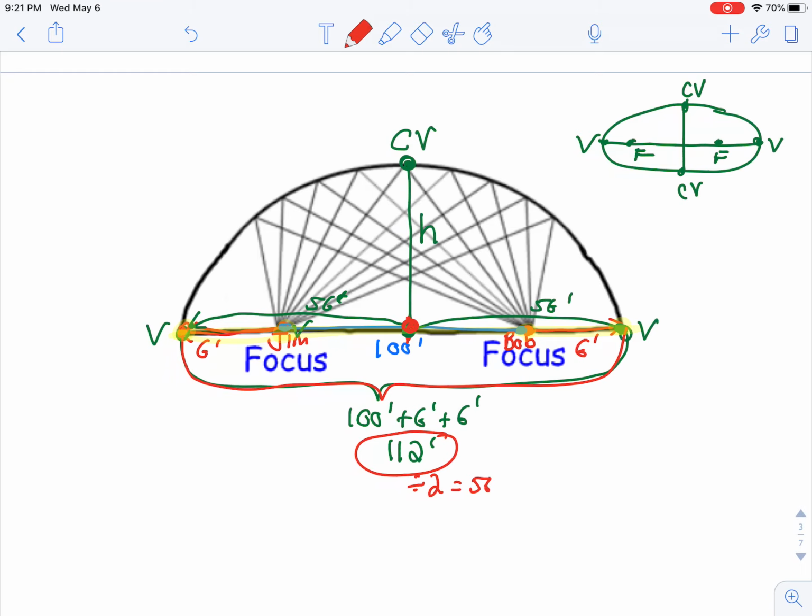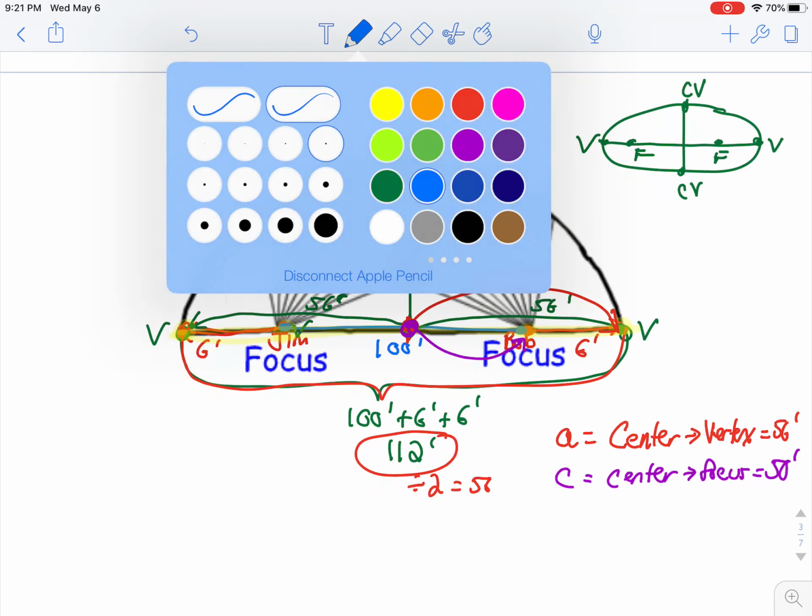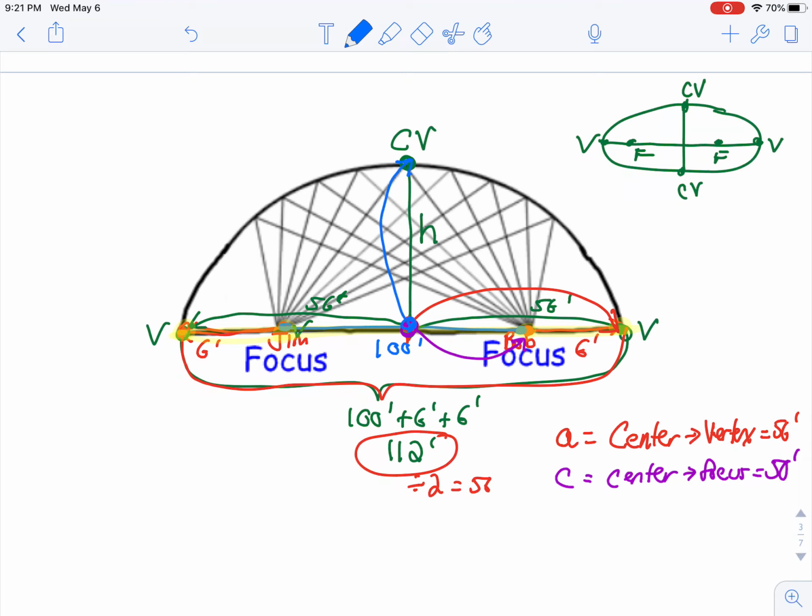Now remember our variables. The distance from the center to the vertex, recall, is our A value. And in this case, that A value is 56 feet. We also know that the distance from the center to the focus is our C value. So our C value here is 50 feet. Now the distance from the center up to the co-vertices is our B value, and that's the distance that we are trying to figure out.